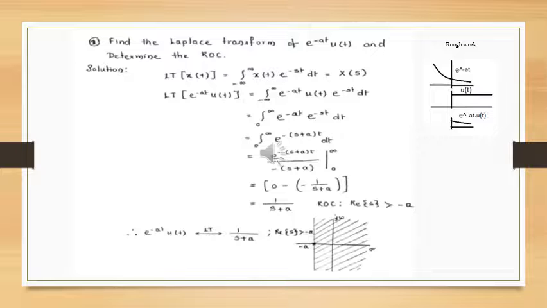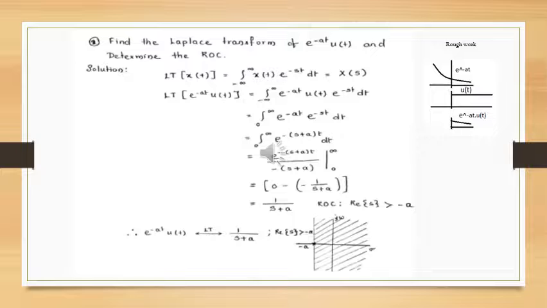So here you can just see in the rough work, e raised to minus at is a decaying exponential signal. U of t is a signal which is varying from 0 to infinity. When we multiply these two signals, the output obtained will be again an exponential signal which is varying from 0 to infinity. So we know that this signal is a right-sided signal. That's why real of s is greater than minus a.